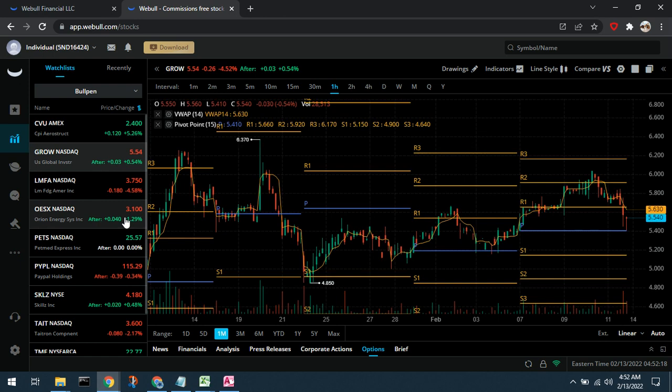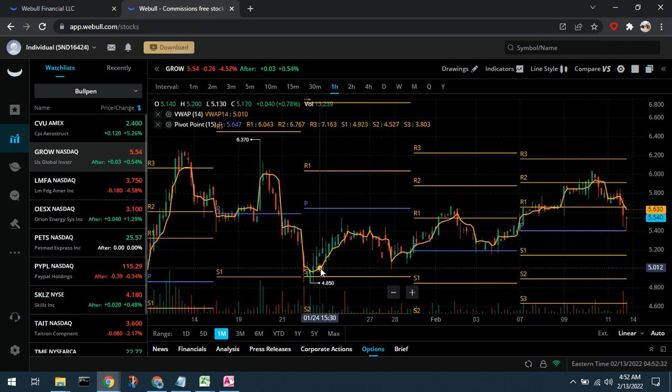Grow we've had on the bullpen for a while. I'd like it to come down a bit. It looks like it is coming down. Again, this is an investment company. Part of their investments are in cryptocurrency, so it does move some with cryptocurrency, but it's not quite as volatile as the miners, etc., and it does pay a dividend.